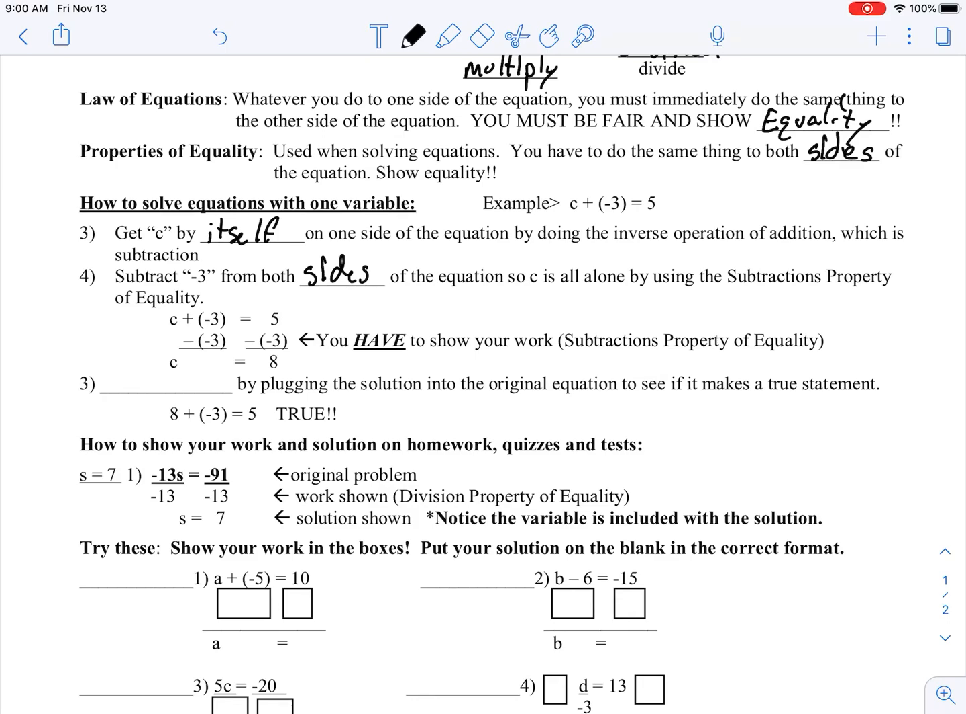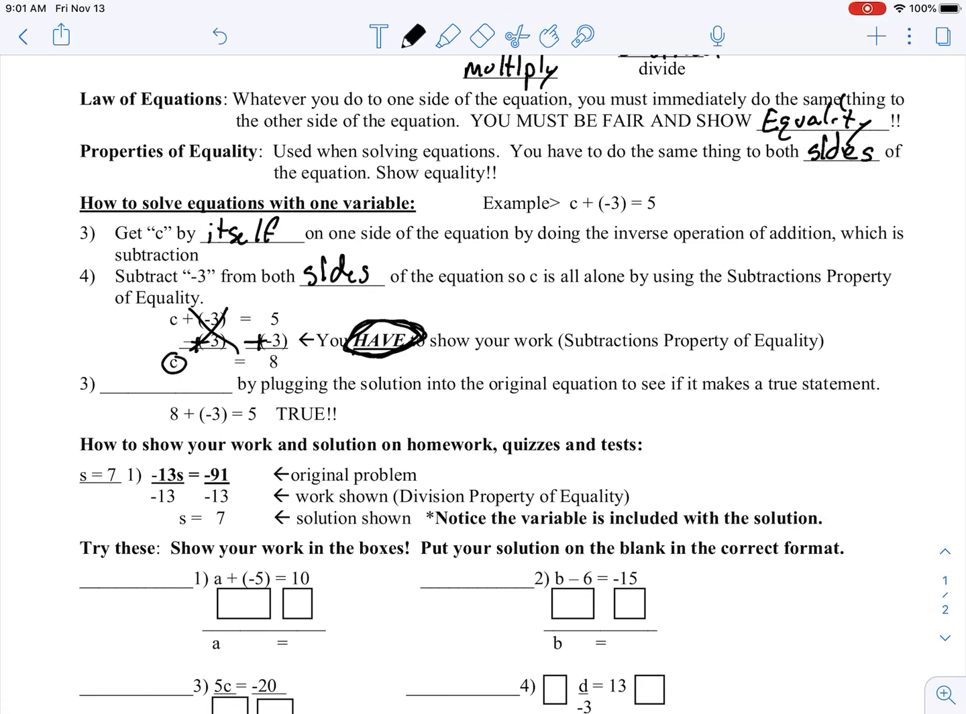So we know that subtracting negatives is really just adding positives. So we are going to just simplify this a little bit. We're going to be adding 3 to both sides here. And when that happens, our -3 and our 3 cancel out, leaving c by itself, which was our goal. And then on the other side, we have 5 plus 3 gives us 8. So c is equal to 8. We must show those steps as we're working here.